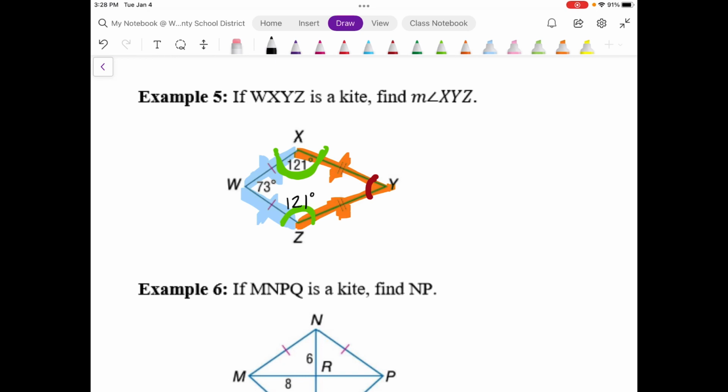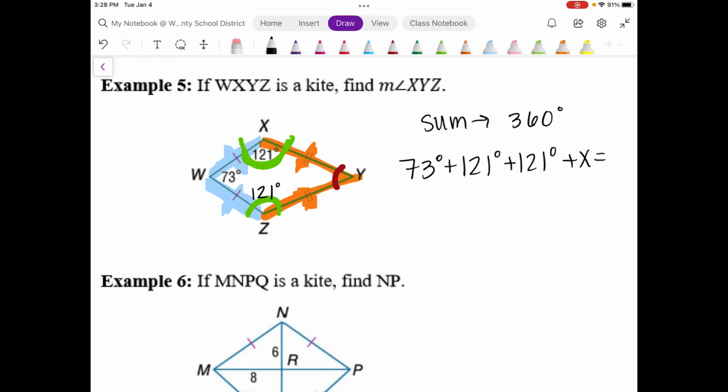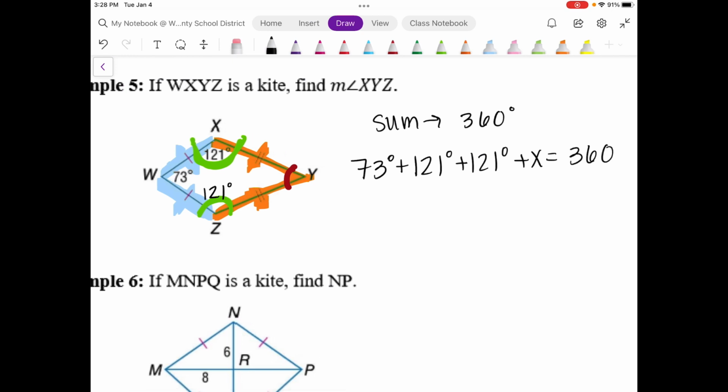So a kite has 4 angles. 2 of them are the same. We have a third one, so then how do I find the fourth one? Well, how do I know how much a kite adds up to? A quadrilateral, it doesn't matter which quadrilateral it is, the interior angle sum is going to be 360 degrees. So I have my first angle 73, then I have 121, another 121, and then I have my unknown. All of those together need to add up to 360 because that's what all quadrilaterals add up to, whether it's a kite or a trapezoid or a square, it doesn't matter.